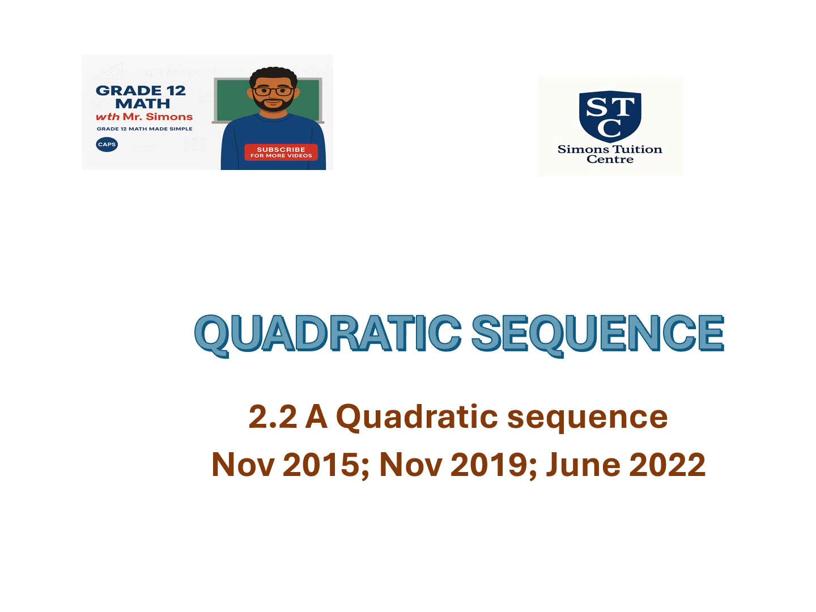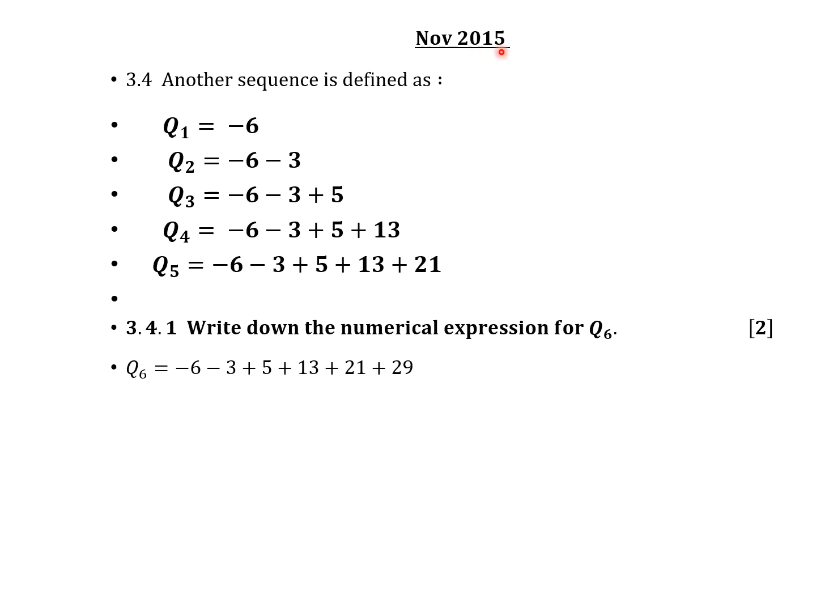So if we look at slide number 1, November 2015, they say another sequence is defined as Q1. Instead of saying term 1, term 2, term 3, term 4, term 5, they just use Q. Q1 equals -6, Q2 equals -6 minus 3, Q3 equals -6 minus 3 plus 5, Q4 is -6 minus 3 plus 5 plus 13, Q5 is -6 minus 3 plus 5 plus 13 plus 21. They want us to write a numerical expression for Q6, or term 6.